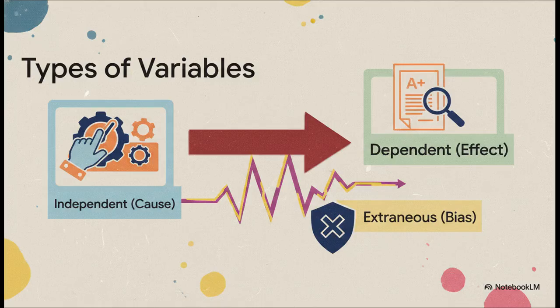To test those hypotheses, we use variables. Think of the teaching method used in your classroom. That is your independent variable. It's the cause. It's what you manipulate. The student's achievement score? That's your dependent variable, measured purely for the effect. But listen, you have to be very careful to control your extraneous variables. These are those pesky, unwanted factors, like a student's baseline IQ, that will quietly introduce heavy bias if you don't keep them strictly in check.